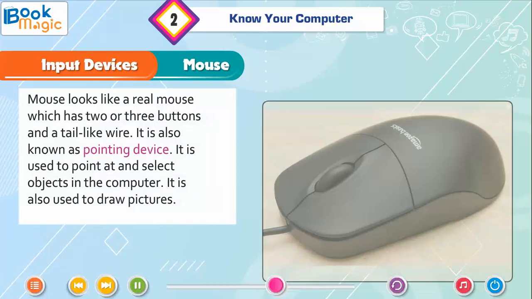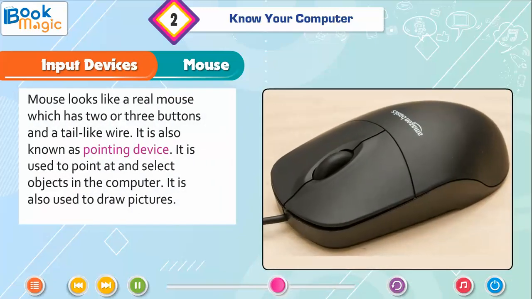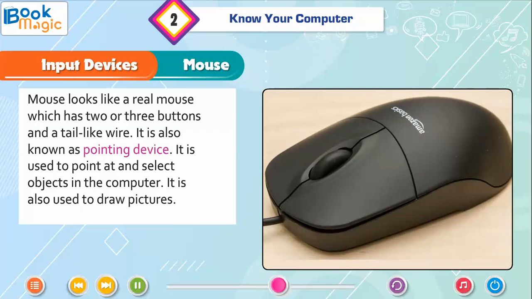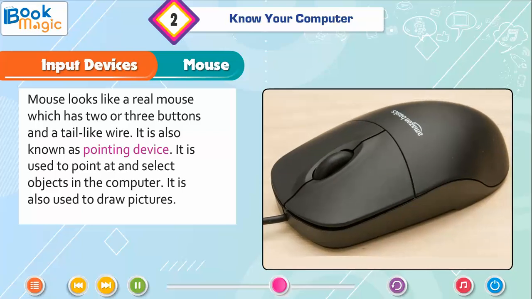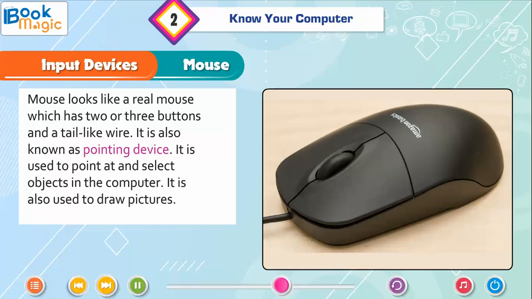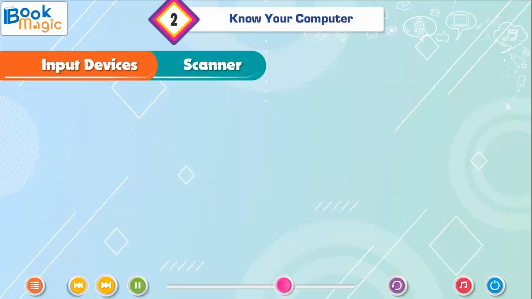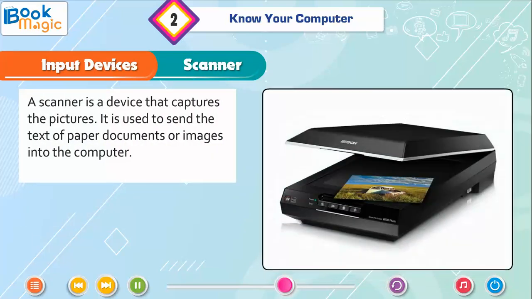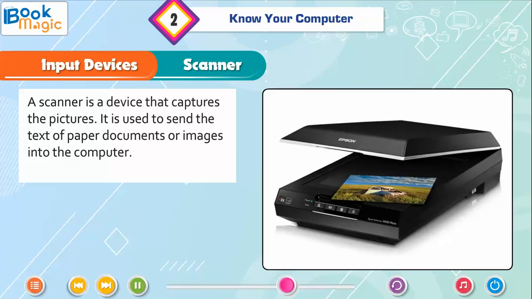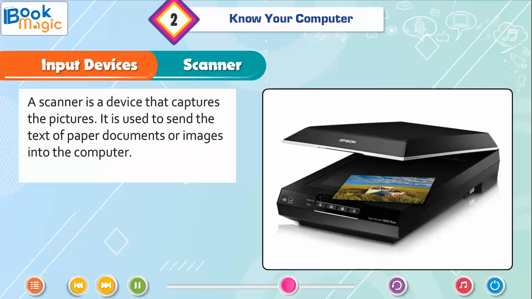Mouse. Mouse looks like a real mouse which has 2 or 3 buttons and a tail-like wire. It is also known as pointing device. It is used to point at and select objects in the computer. It is also used to draw pictures. Scanner. A scanner is a device that captures the pictures. It is used to send the text of paper documents or images into the computer.